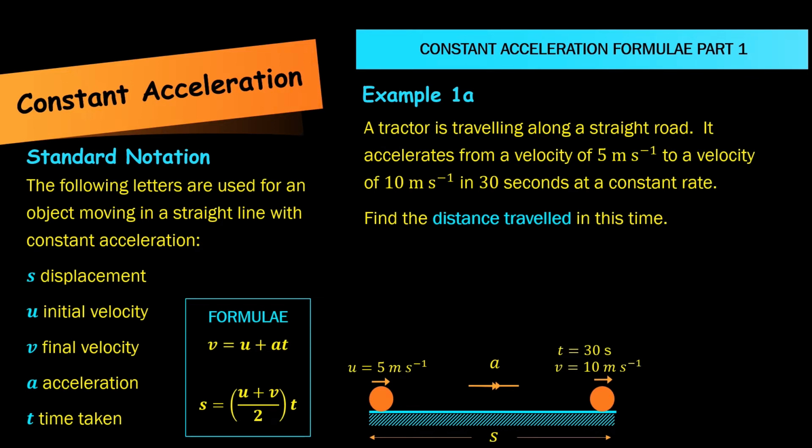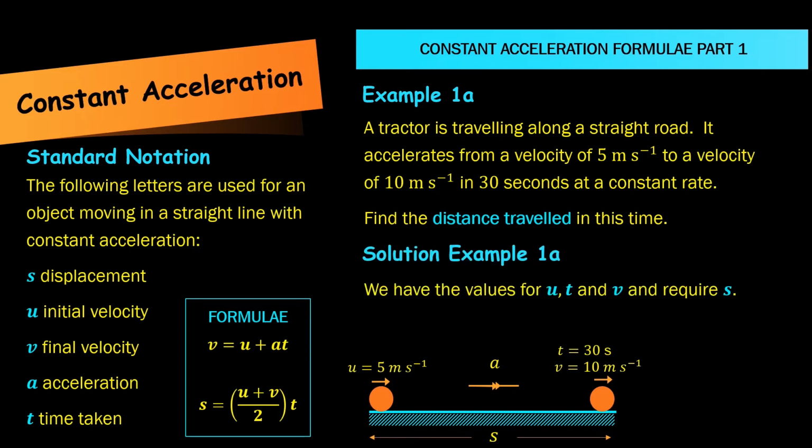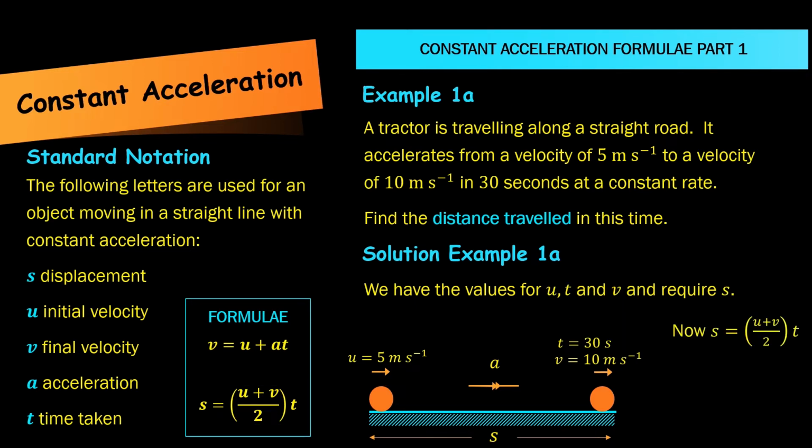Let's begin by looking at example 1a first. Let's find the distance travelled in this time. So we have the values for u, t, and v, and we are required to find the value of s. The formula which contains all of these letters is s equals u plus v all over 2 times t. So let's input our values into this formula in order to find s.